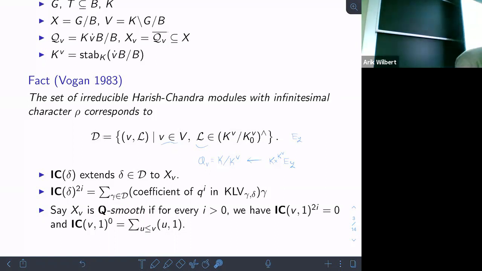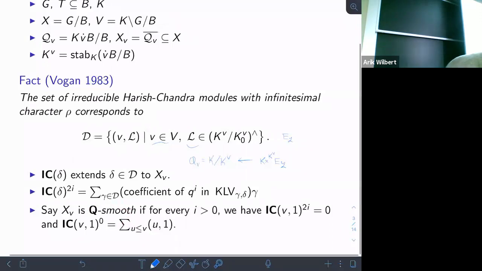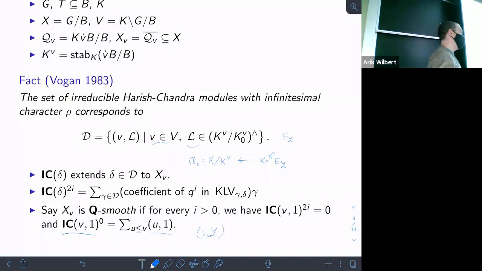Okay. Sorry, this is a pair. So I'm thinking of the cohomology sheaf as something like on the right hand side, a pair (E, L). This is just like the trivial local system on each orbit less than E. So it just looks like a constant sheaf on the closure of the orbit.